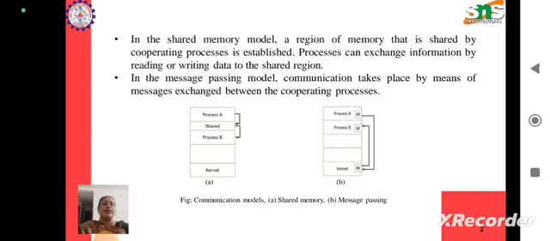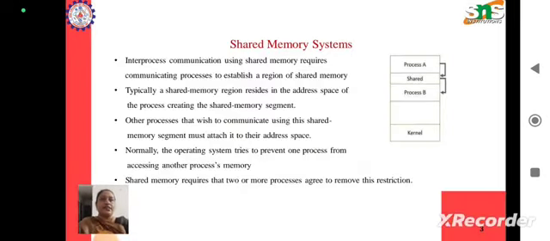So here we have a diagram of shared memory systems. In the previous lecture, we have seen a process A and process B which want to communicate to each other. That means the interprocess communication has to take place, and in order to do that, a shared memory system has to be used. So here is a region of shared memory. It is established, and using this region of shared memory, process A and process B will communicate to each other, so that process A will write whatever it needs to communicate to process B into this shared memory region, and process B will read from this shared memory region whatever process A has written.